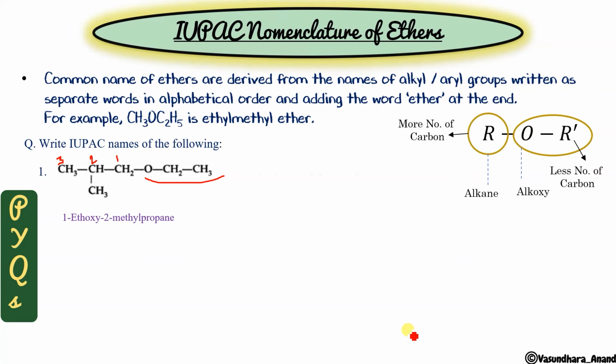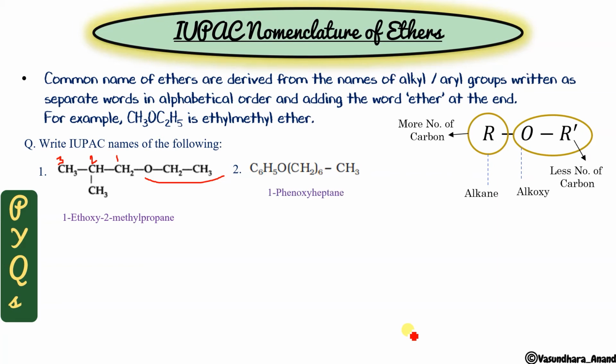Here is another question given, that is C6H5OCH2 whole 6 CH3. So what will be the name for this? In this case, on one side it is phenyl and on the other side it is 6 and 7 carbons. So which will be the main chain?